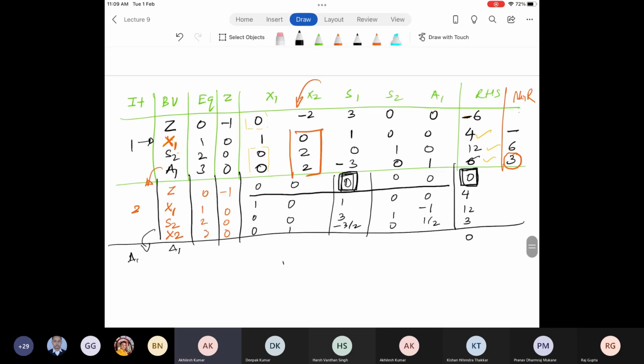So what solution have you got? X1, X2, S1, S2, A1 as 4, 3, 12, 0 and 0. Is this correct?